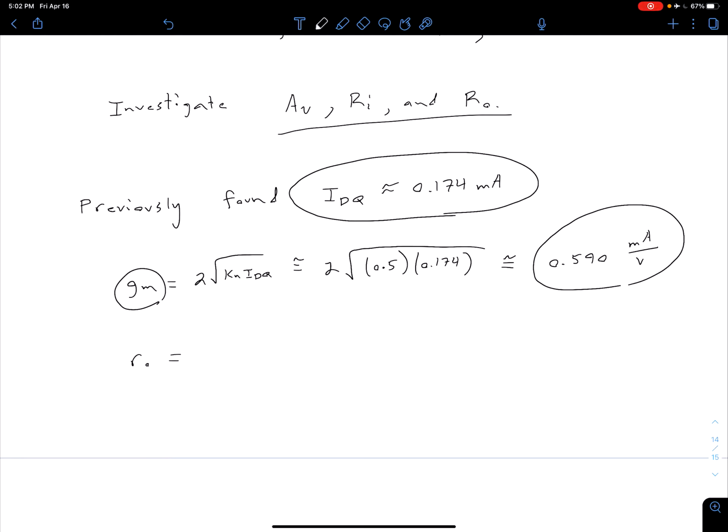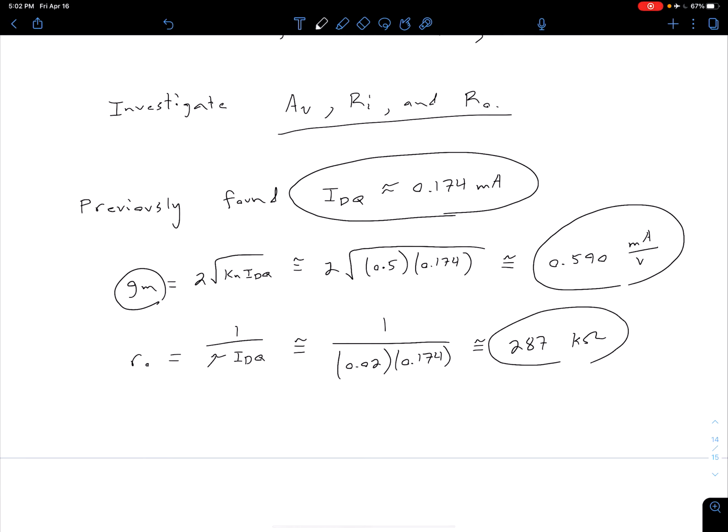The second parameter of interest when we're doing our small signal analysis is our small signal output resistance, r0. We know that's equal to 1 divided by lambda times IDQ. And this is going to be approximately equal to 1 divided by our lambda, which also was given in the problem, of 0.02, times our 0.174, our Q point drain current. And we get that this is approximately 287 kiloohms. Okay, so with these parameters, now we're ready to do our AC analysis.